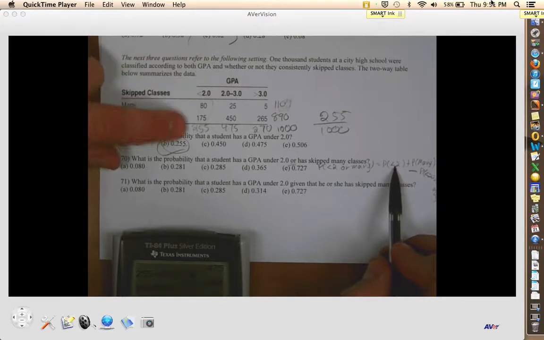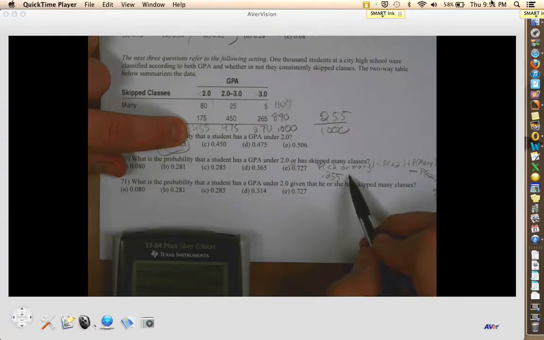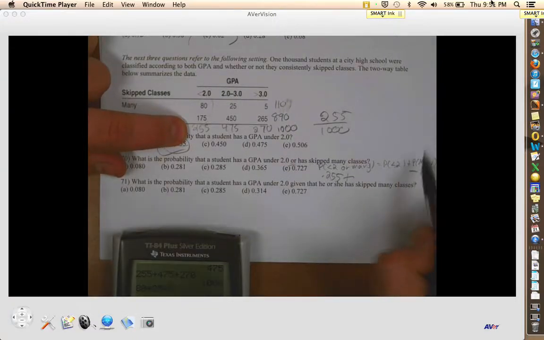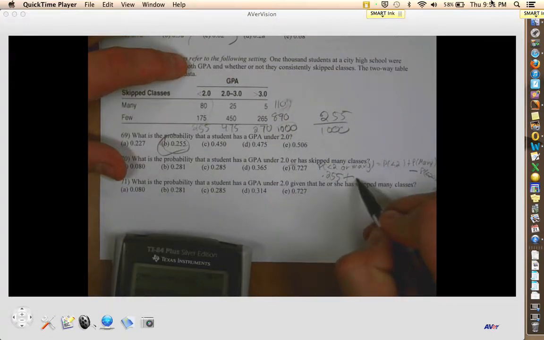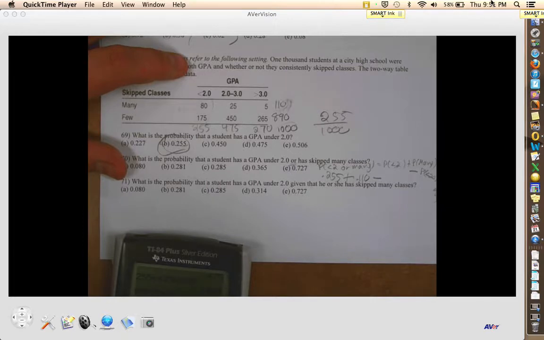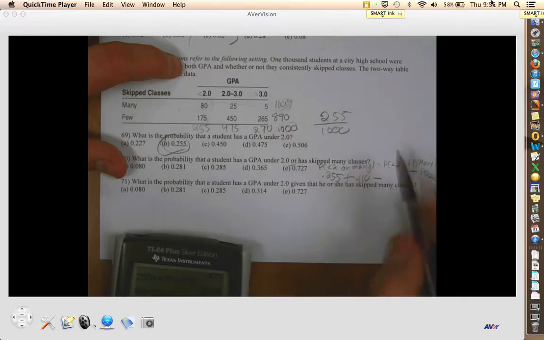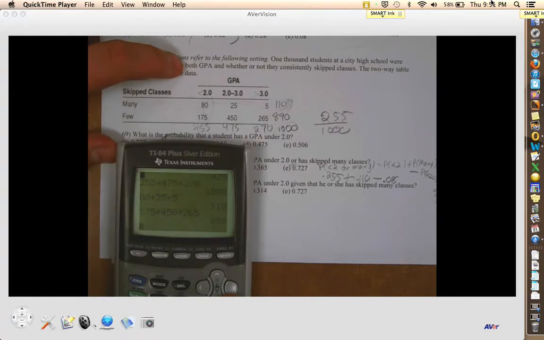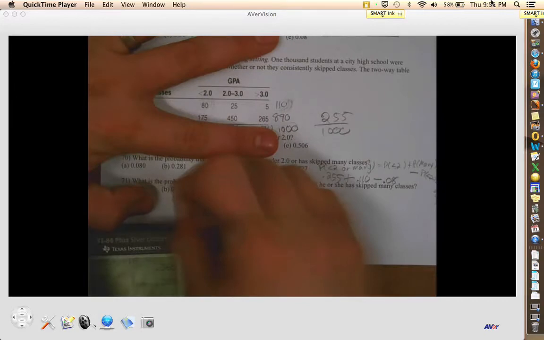So the probability of under 2 is 0.255. That's the one we just found. Plus the probability that they've skipped many times would be 110 over 1,000, which is 0.110. But then we have to subtract the probability that they are under 2 and many because we counted those in both groups. So minus 0.08. If we crunch some numbers, 0.285, which is C.